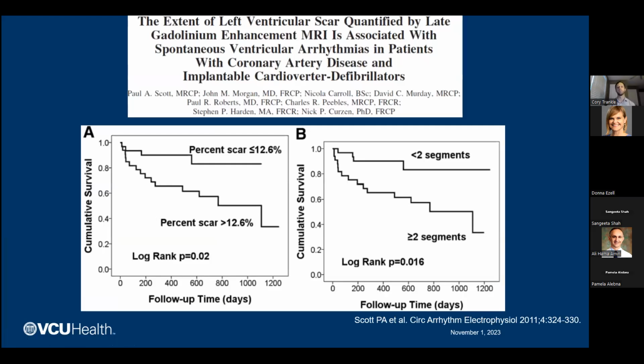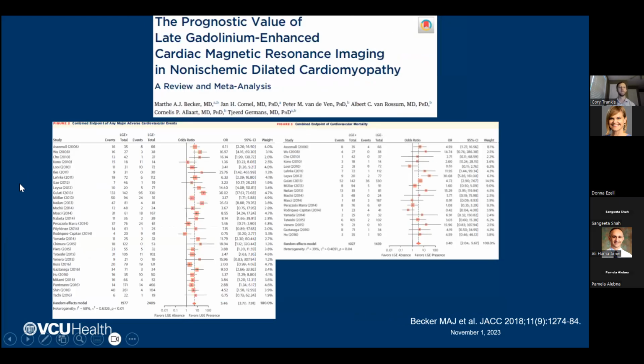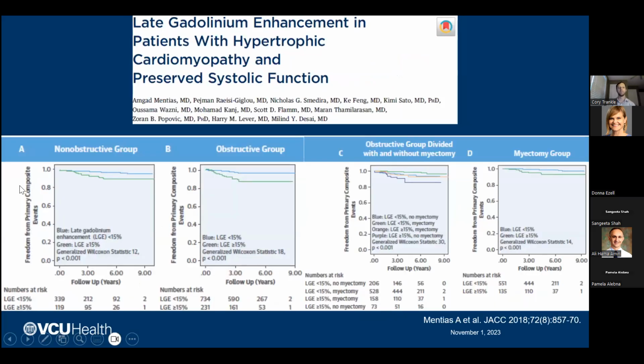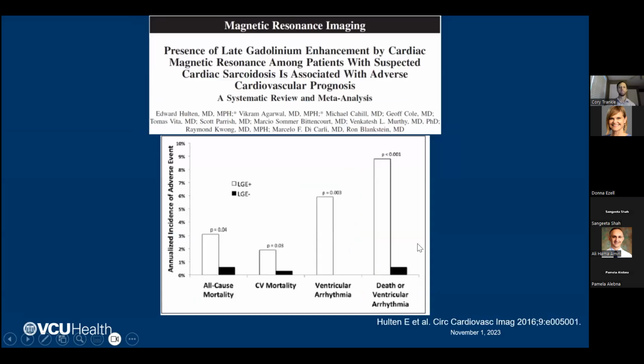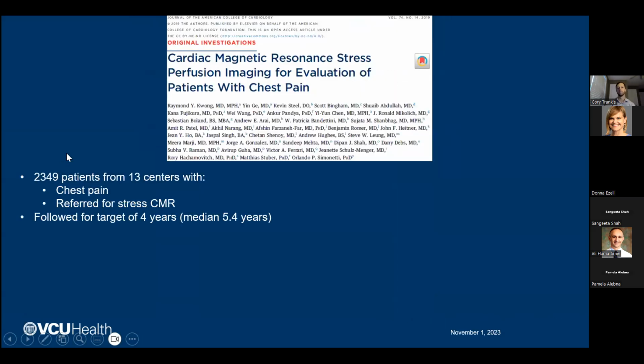prognosis is worse. So this is patients with spontaneous. This one's just patients with ICDs, and what their percent scar is and whether or not they have shocks. This is dilated cardiomyopathy. Patients with more LGE tend to have worse events. This is hypertrophic cardiomyopathy. This is the paper that gave us our 15% LGE threshold as a marker of who's at risk for having sudden cardiac death. Sarcoid, amyloid, again, you name it. More LGE typically means worse things for the patient.